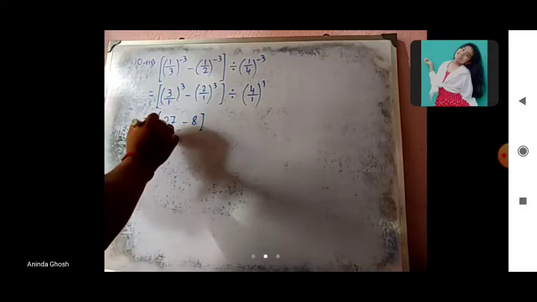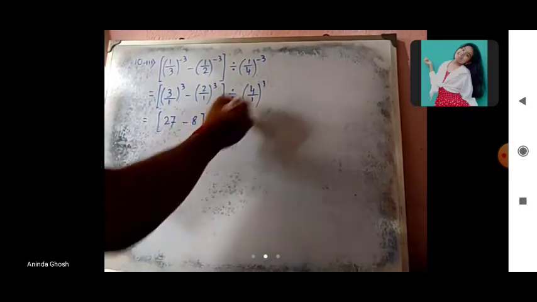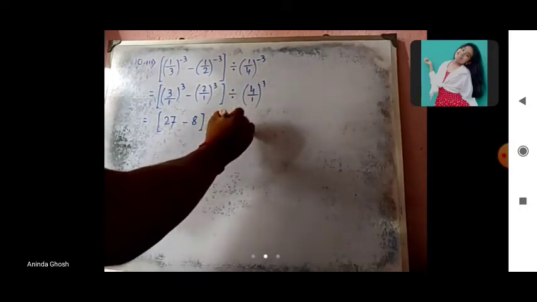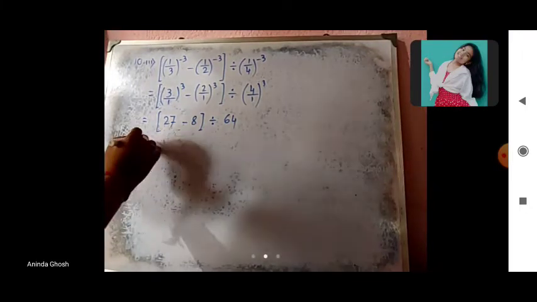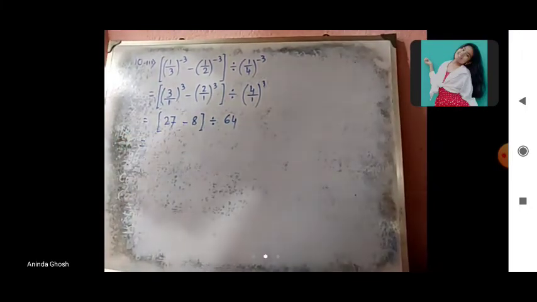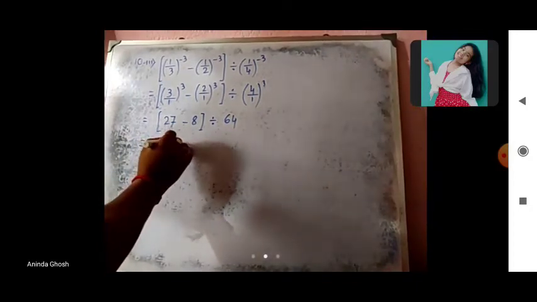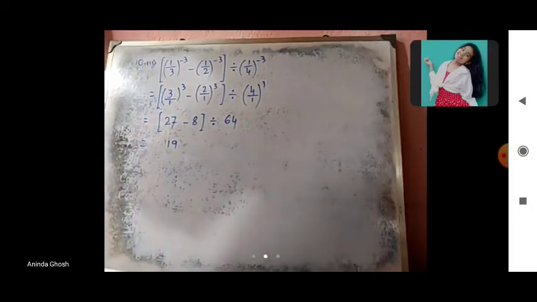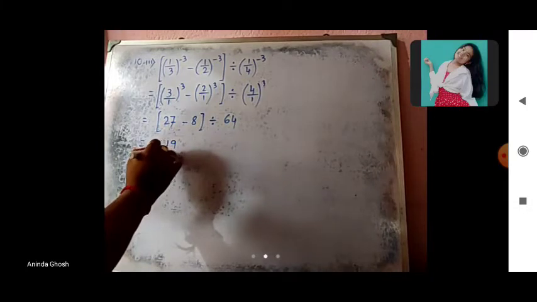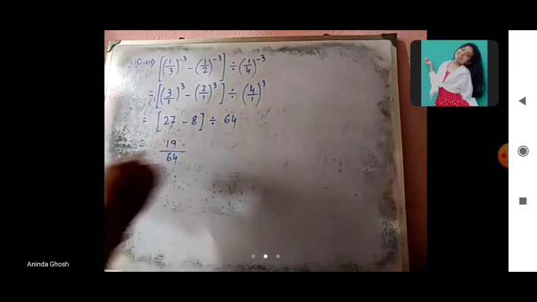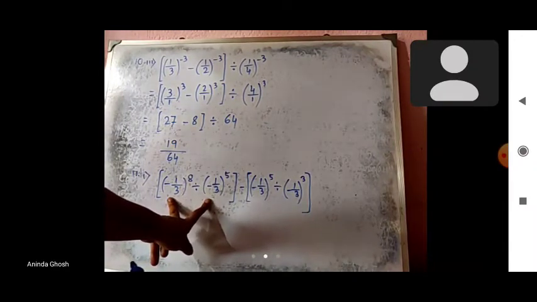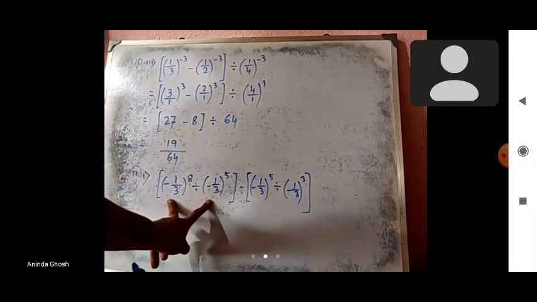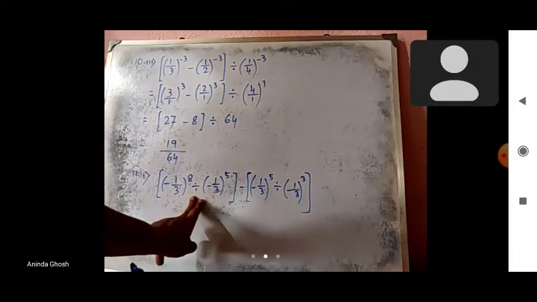So 3 cube means 27. 2 cube means 8. Don't write the denominator part because we all know that 1 cube means 1. So কোনো নাম্বারকে 1 দিয়ে ডিভাইড করলে সেটাই আসে, that's why we don't write anything. And 4 cube means 64. So 27 minus 8 means 19 by 64 is my required answer.